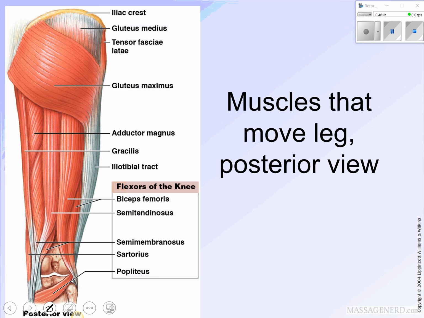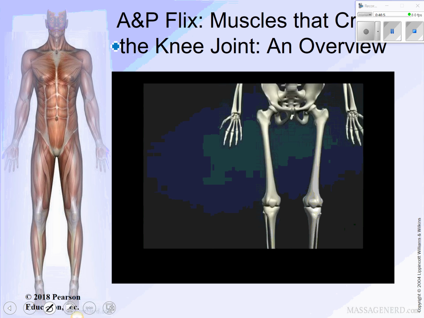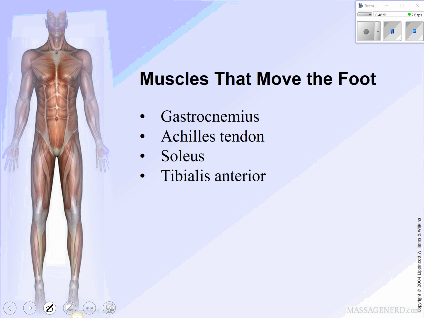This is the back showing you the hamstrings, which are going to cause the flexion of the leg. So you remember you have the biceps femoris you need to be able to identify on the picture, and your semitendinosus and semimembranosus. Also from this view of the picture, you can label the gluteus maximus, the TFL, and the gluteus medius muscle. Again, just go through those videos when you have time.